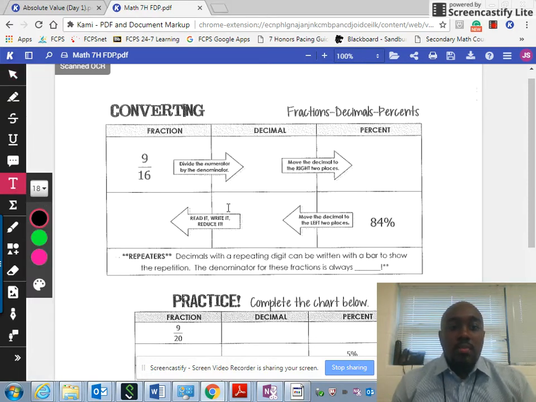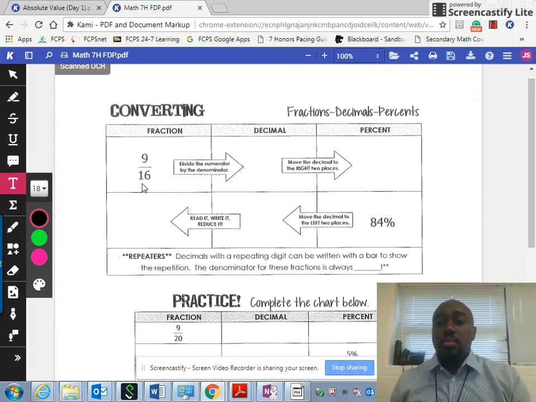So today we're talking about fractions, decimals, percent. We can convert fractions to decimal and to percent. So how do we go from fraction to decimal? Well, we go from fraction to decimal by dividing the numerator by the denominator. For all of those who might be a little unsure or forgot over the summer, the numerator is the top number and the denominator is the bottom number.